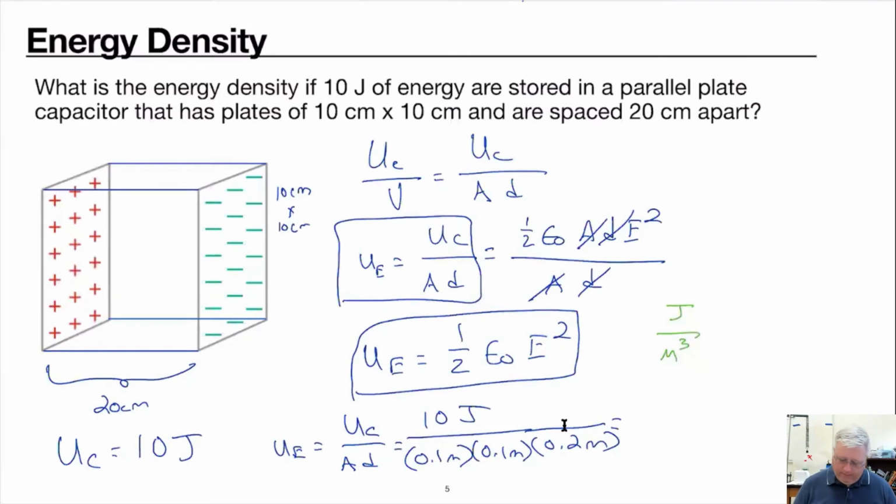And so I get 5,000 joules per cubic meter is the energy density in this parallel plate capacitor.